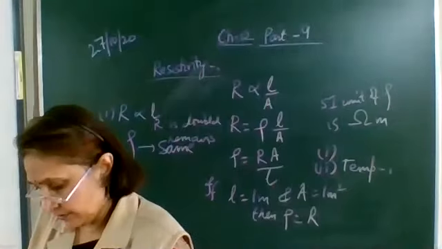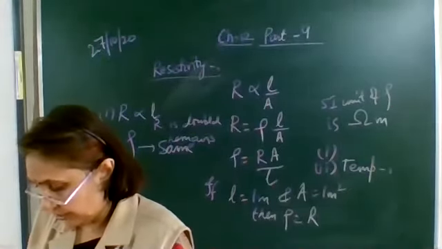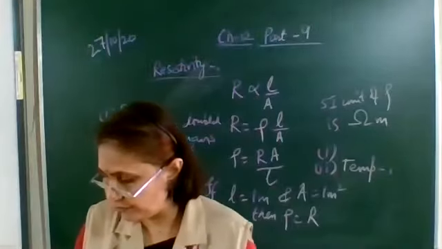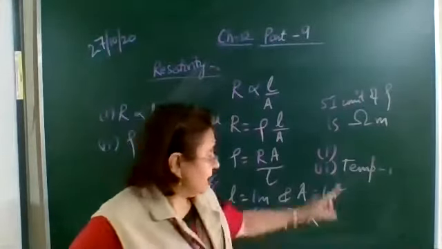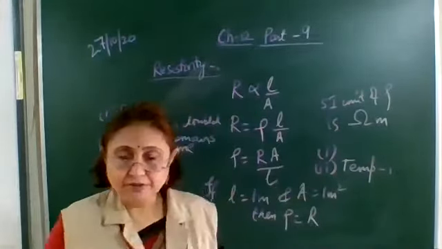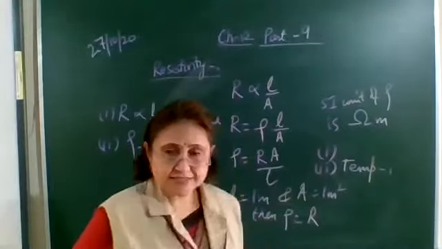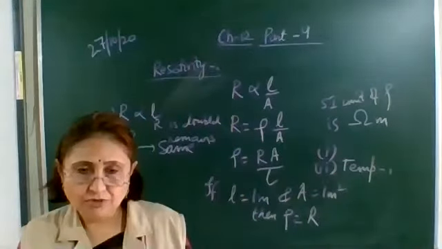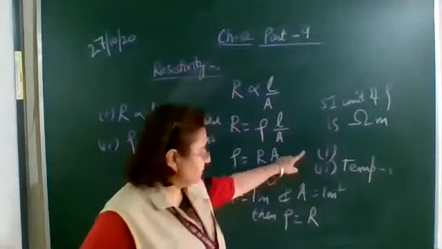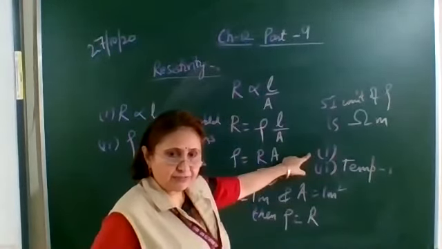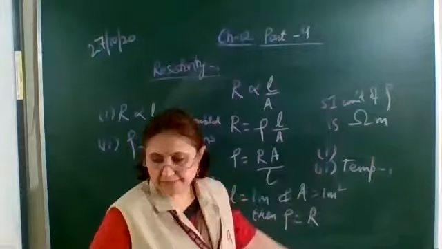Okay, now there are a few numericals. Let's do these numericals, but before that, write down a few questions. Write down the SI unit of resistivity. Write down on what factors the resistivity depends. On what factors does the resistivity depend? These two factors: the first factor you will write down as the nature of the material. The second is temperature.